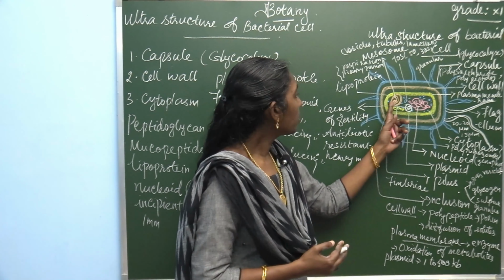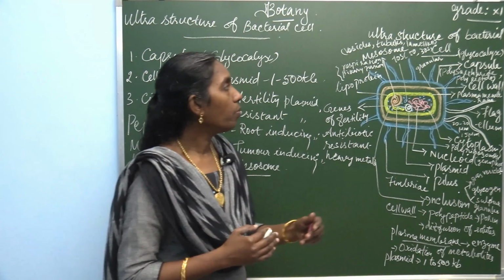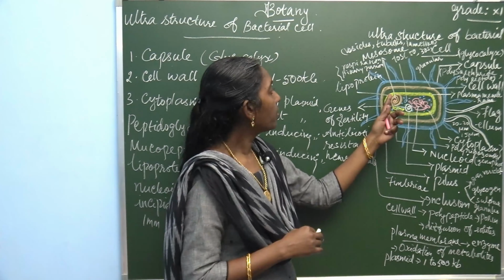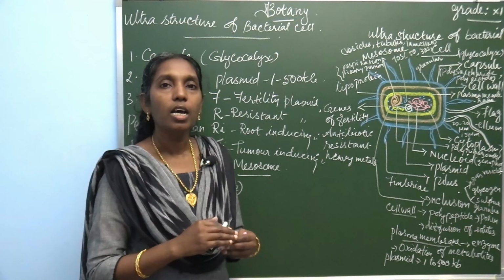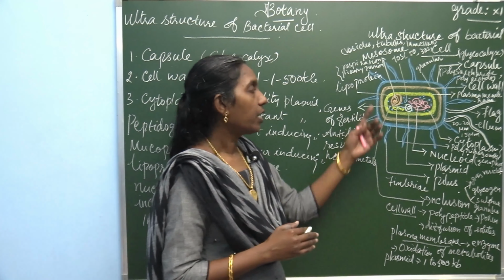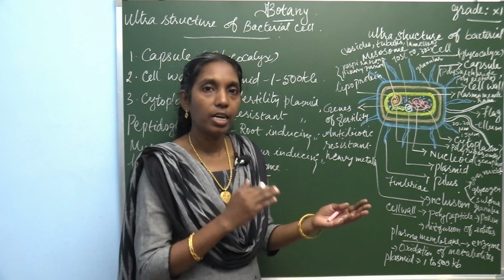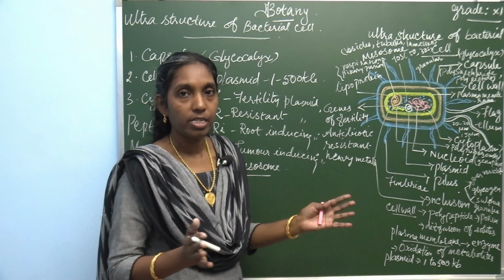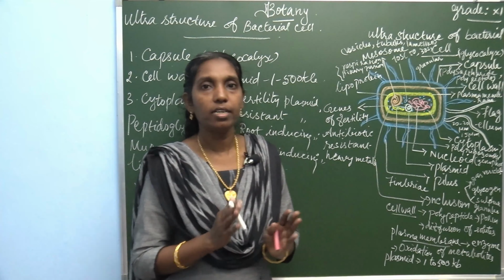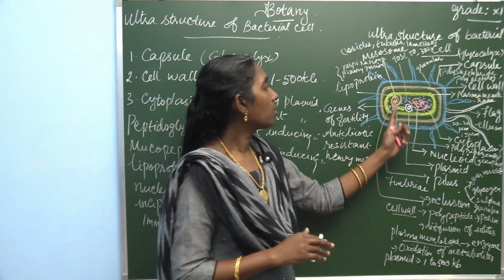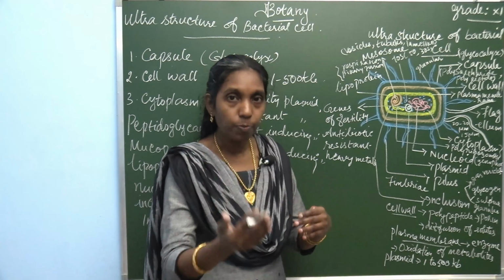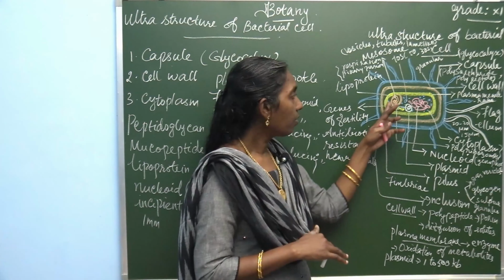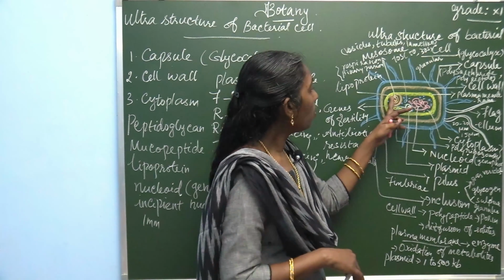What is the function of this mesosome? The mesosome helps in respiration and binary fission. So, it plays a very important role in reproduction and respiration. Binary fission is the common method of cell division in bacteria. So the mesosome helps in cellular respiration as well as binary fission. That is the function of the mesosome.